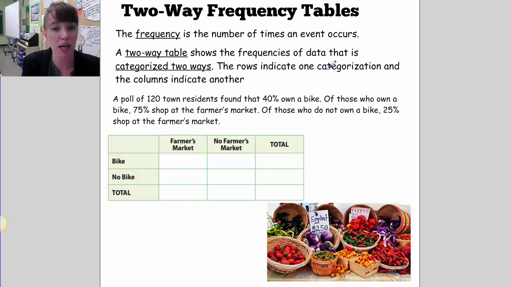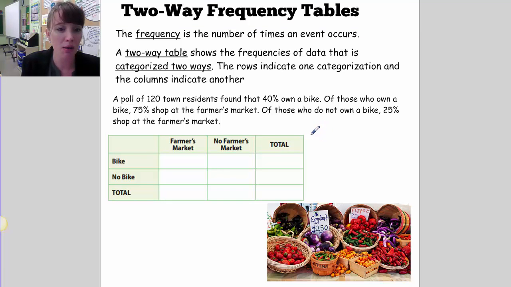So the rows indicate one categorization. If you look here, these are people who have a bike and people who do not have a bike. And the columns are a different categorization: people who go to the farmer's market and people who do not go to the farmer's market. Okay, so there are two different categorizations here. Sometimes you will see a frequency table that has three categorizations on top and two on the side, but I think we're going to be dealing just with two-way frequency tables today.